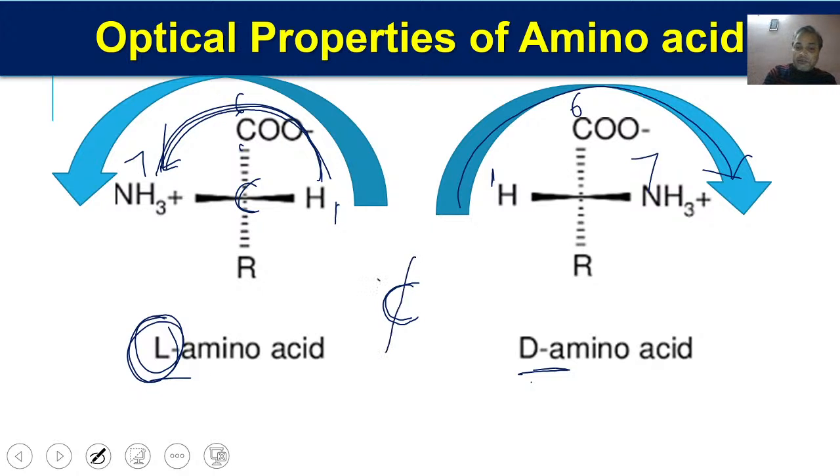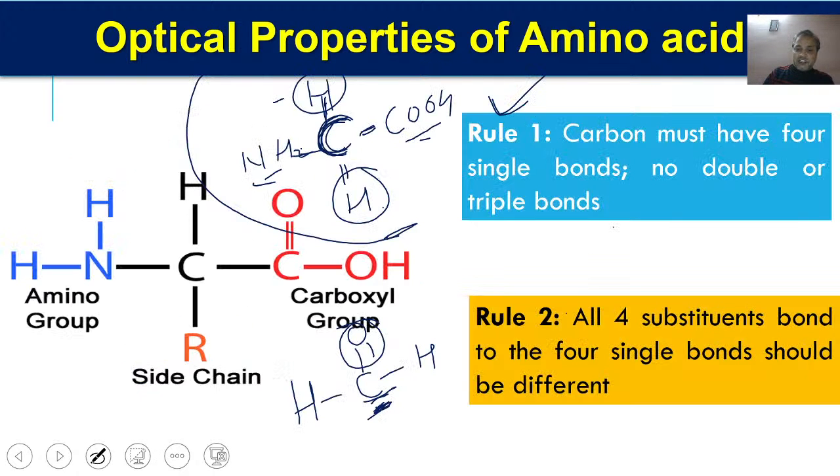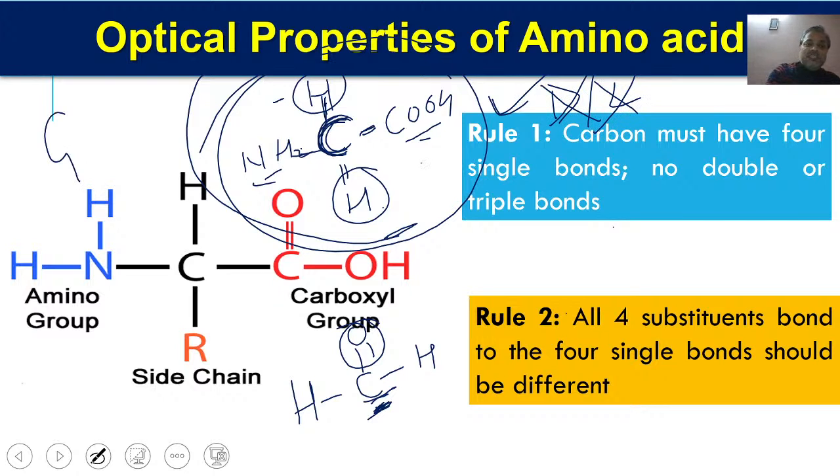If there is no asymmetric carbon, there are no stereoisomers, no D form, no L form. Glycine, which I have written here, is a symmetric compound with no asymmetric carbon, so it will not have any D form or L form, so no stereoisomers. This is the structure of glycine. Glycine is the only amino acid which does not have any stereoisomers; it has only one structure.